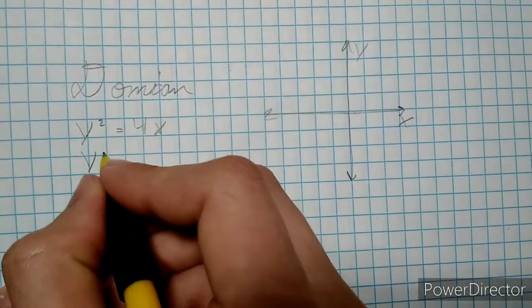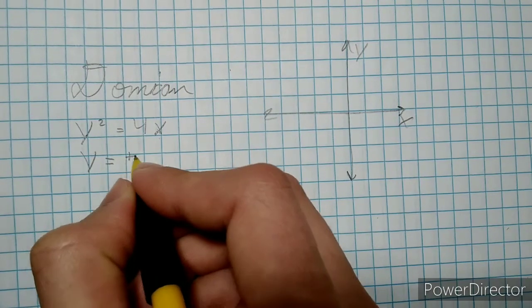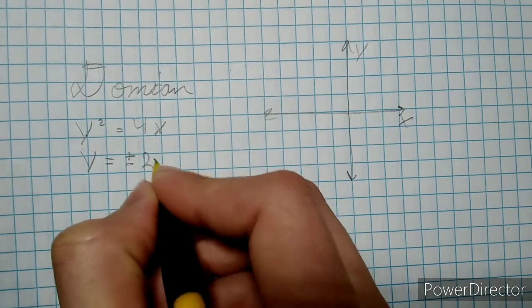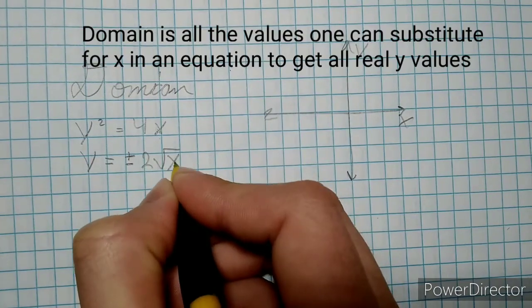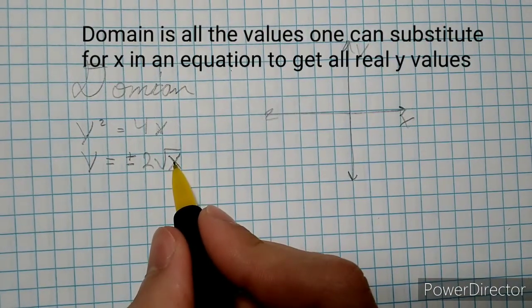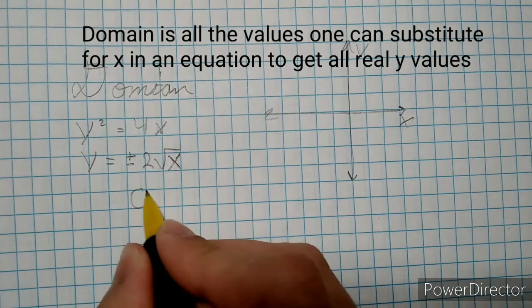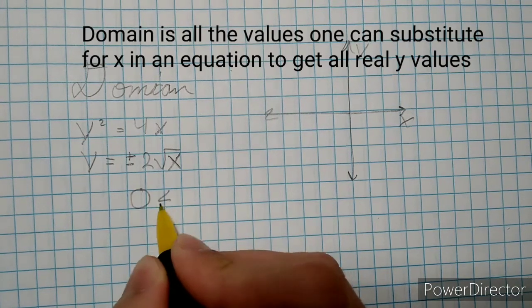In this case, you take the square root of both sides. These positive, negative 2 square root of x. So what values can we put in here and actually come out with real values? Well, you can't put any negative values in because you have an i, which is not a real value, that's imaginary. So the bottom of the limit would be 0. X must be larger than, or it can be equal to, 0.